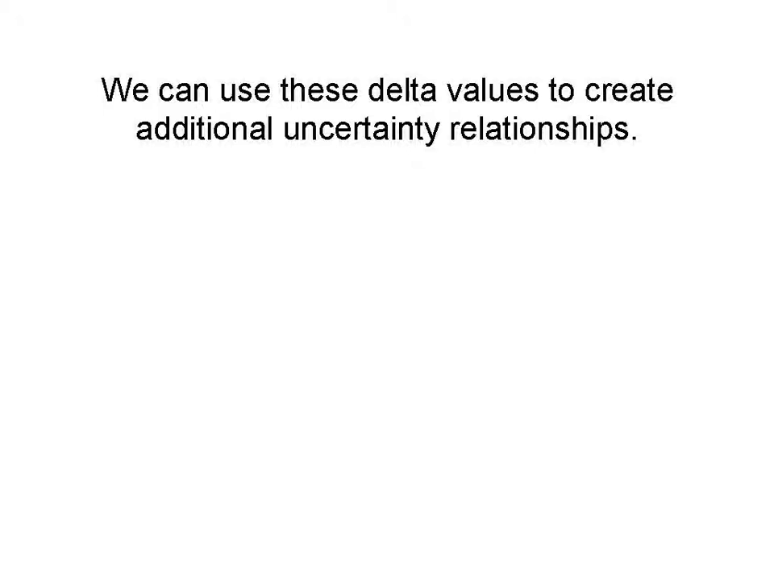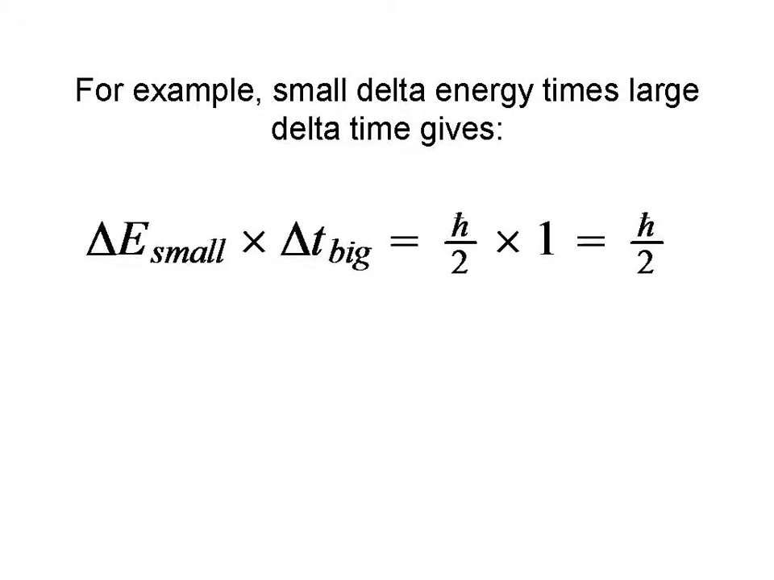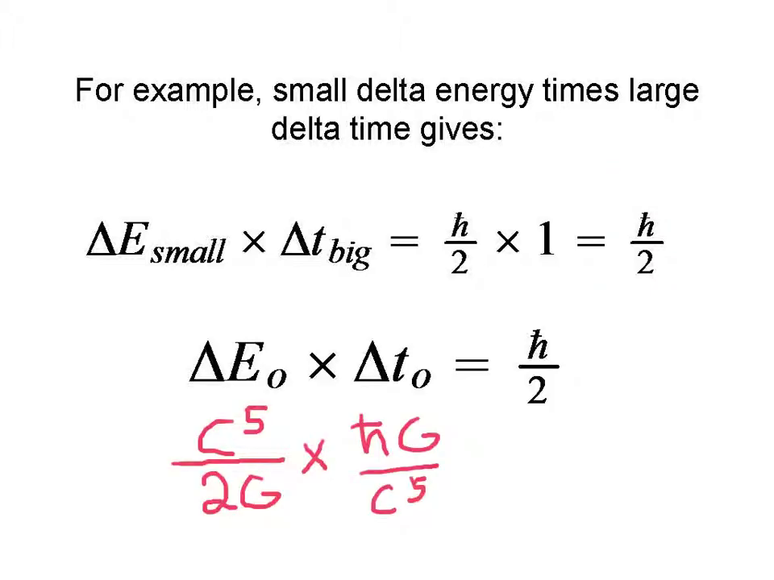We can use these delta values to create additional uncertainty relationships. For example, small delta energy times large delta time gives h bar over 2 times 1, or h bar over 2. Our value of h bar over 2 for the small delta energy and large delta time matches what we've already done with delta energy of the observable universe times delta t sub O, which is the Planck time. Multiplying these two values here gives us the same value we just got.